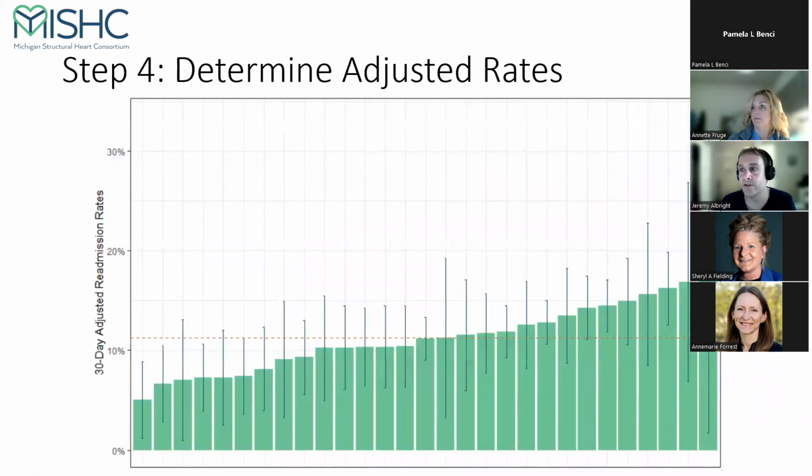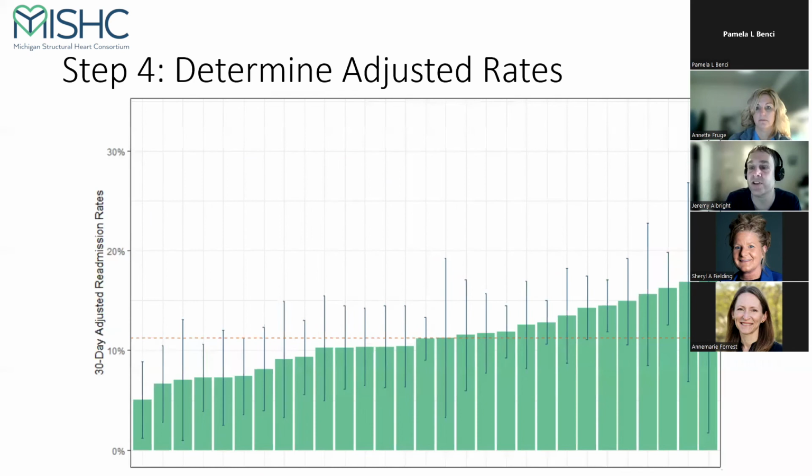Much more intuitive, and this is what I think is presented in the MISHC reports, is we take all of the sites after we perform this and after all these steps, and we've calculated this adjusted rate. This is a number that can be interpreted like a readmission rate. It's not your actual readmission rate, but it's your readmission rate adjusted for the fact that you have a different patient mix. And so you can look at where you stand on this particular graph.